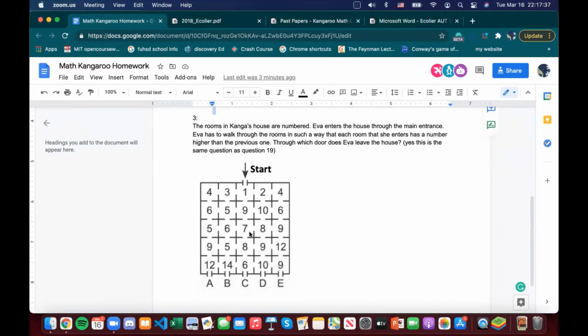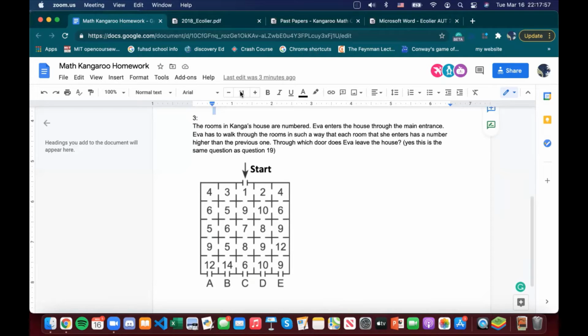This one none of us have done before, and we shouldn't be very familiar with it, so it should probably be the hardest. The rooms in Kanga's house are numbered. Eva enters the house through the main entrance. Eva has to walk through the rooms in such a way that she enters a number higher than the previous one. Through which door does Eva leave the house?